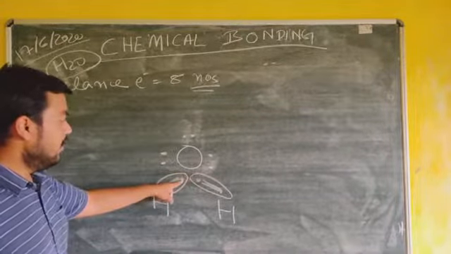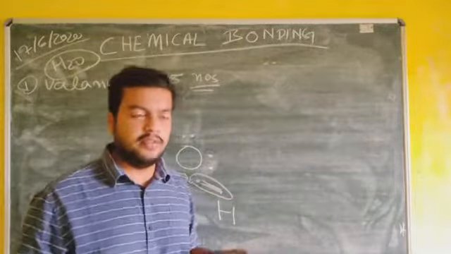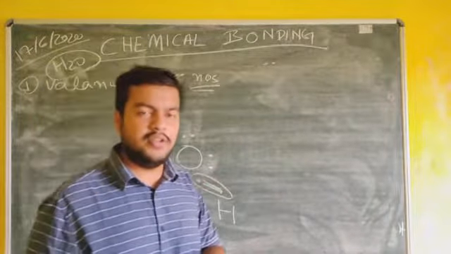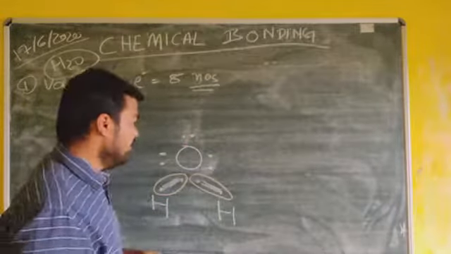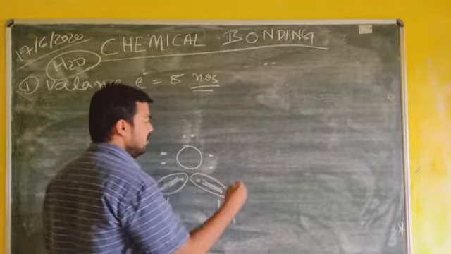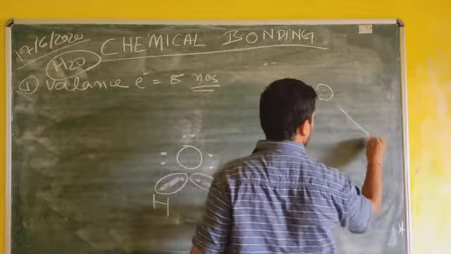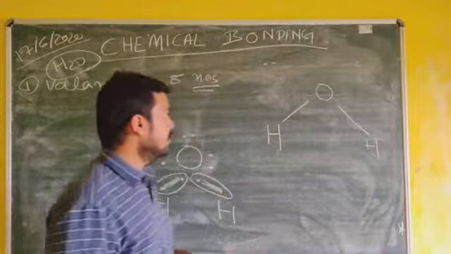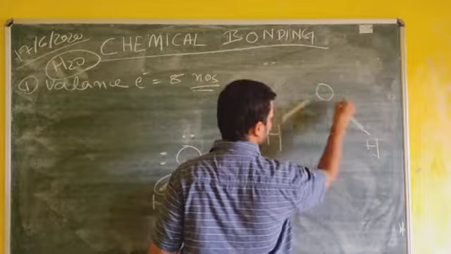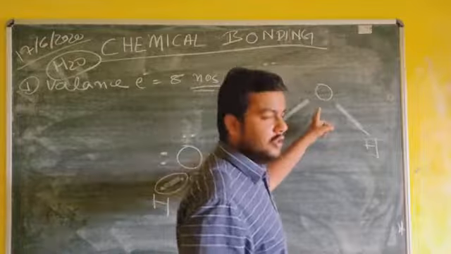So we can represent a covalent bond. Here a single pair of electrons is being shared, so there is a single covalent bond. If 2 pairs of electrons are shared, it will be a double covalent bond. If there are 3 pairs of electrons, then it will be a triple covalent bond. So we can write the structure of H2O as H-O-H. This single line represents that the pair of electrons is shared between hydrogen and oxygen.